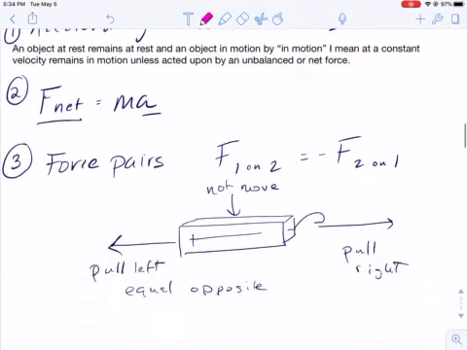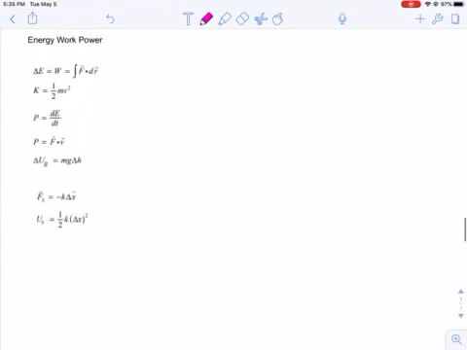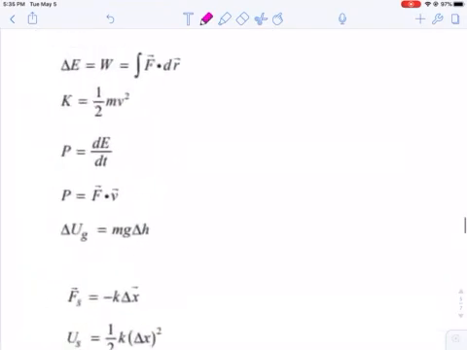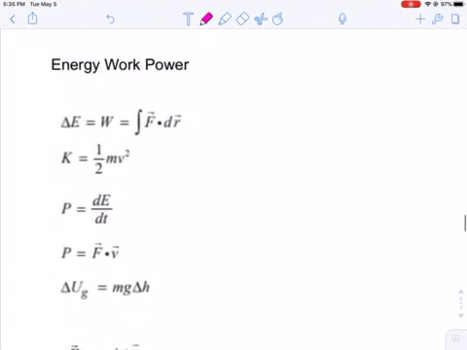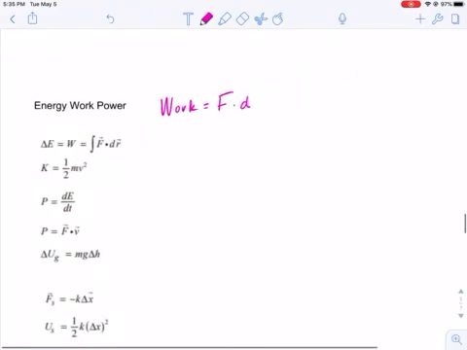It's the integral of the force dot dr, where r is still going to be the distance, added up over the limits of your integral. This is also a vector product. This dot stands for cosine. Or if I were teaching an algebra-based course, I would say F d cosine theta.